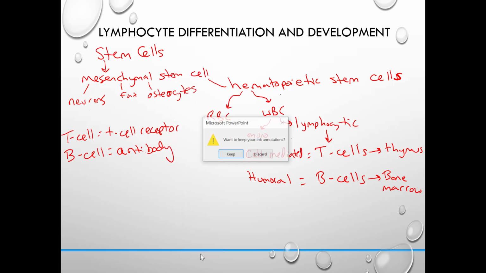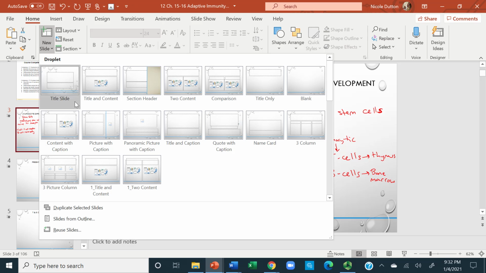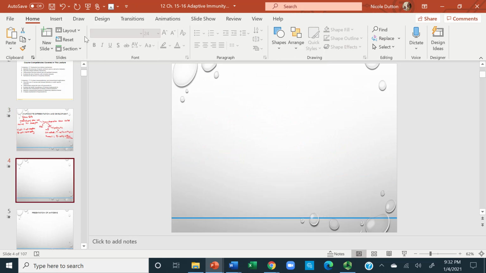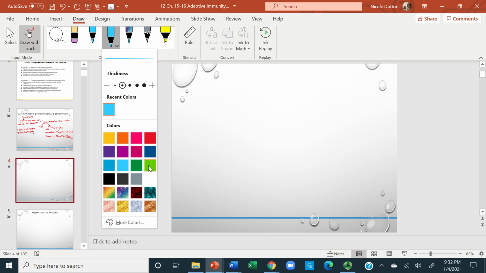So I'm going to switch over here, and I'm going to add a slide so that I can draw a little bit easier. So now we have... I'll change the color here. That's good.